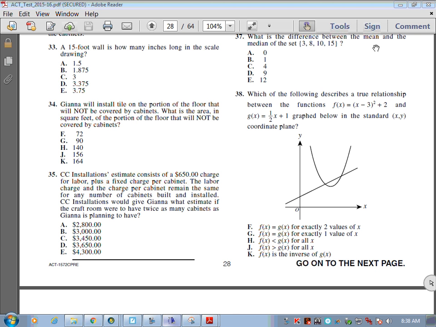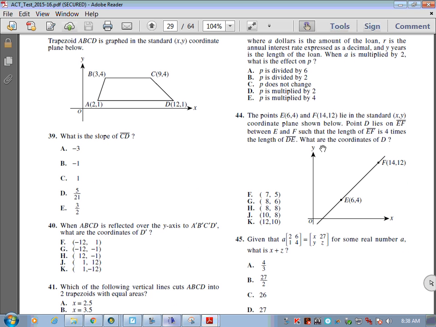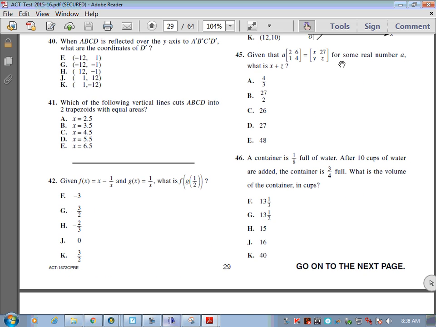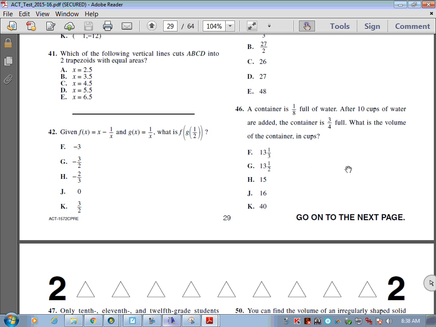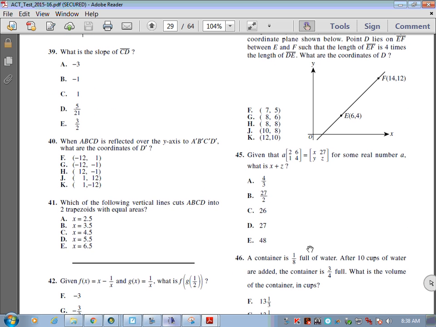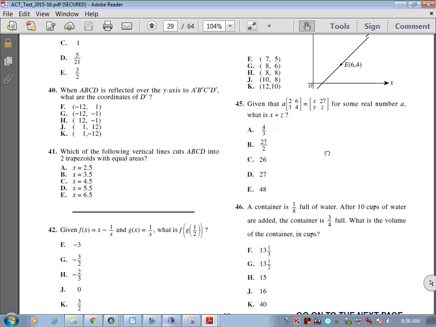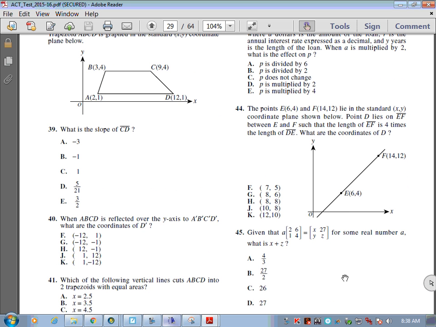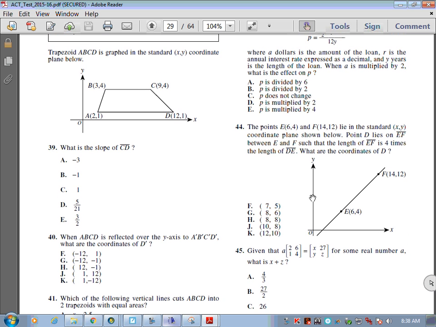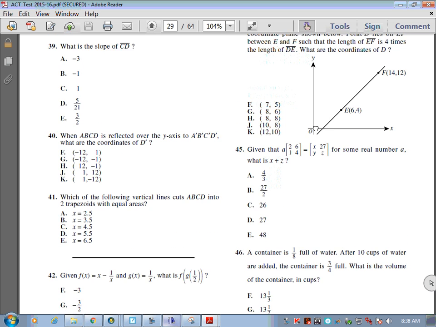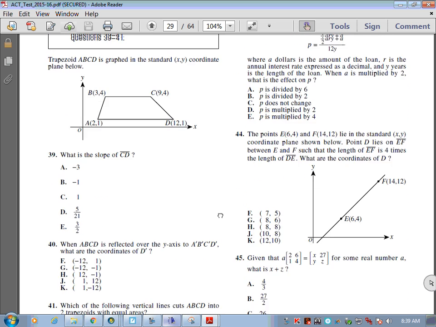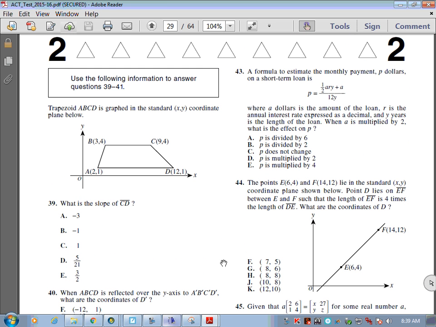All right, last page for today anyway. 39 through 42. 41 and 42. 41, okay. 41 is probably one that I would put on my list. Which of the following vertical lines cuts ABCD into two trapezoids with equal areas? Okay, so this is where you have to go back up here, right? So if we're looking for x values, that's essentially what we're talking about here on 41, where x equals. So we're talking about drawing a vertical line that's going to split this.